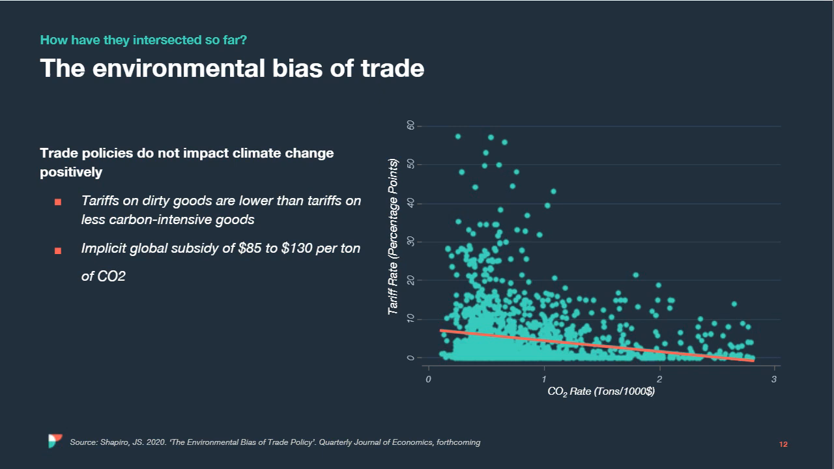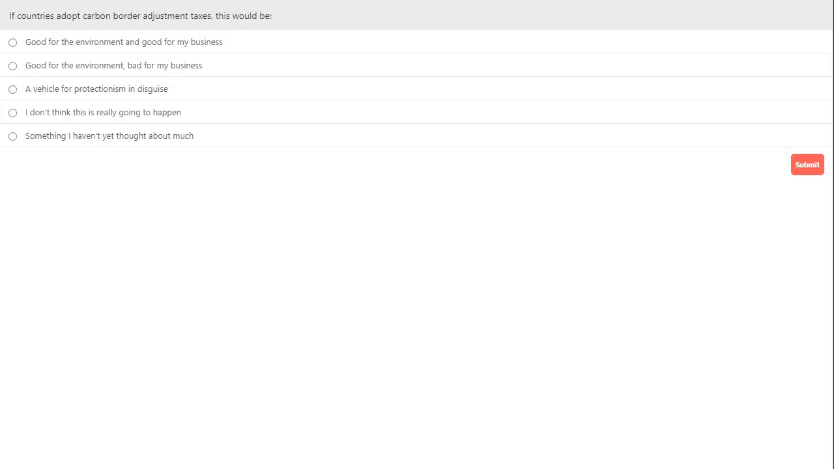We're going to talk in a minute about what businesses can do, but first we're going to go to our final poll, and we're going to take on, in particular, this idea that we've discussed several times about carbon border adjustment taxes. So we say here, if countries adopt carbon border adjustment taxes, this would be, and then here are your choices: good for the environment and good for my business, good for the environment, bad for my business, a vehicle for protectionism in disguise, I don't think this is really going to happen, or something I haven't yet thought much about. And of course, we don't say which country we're talking about here, but the most obvious choice is the European Union, which has already talked about this.